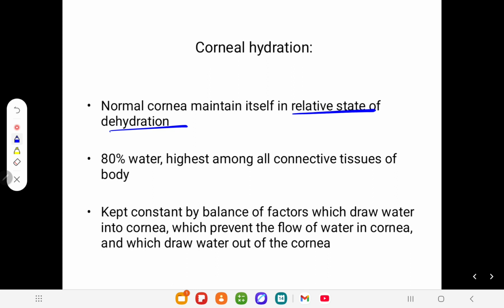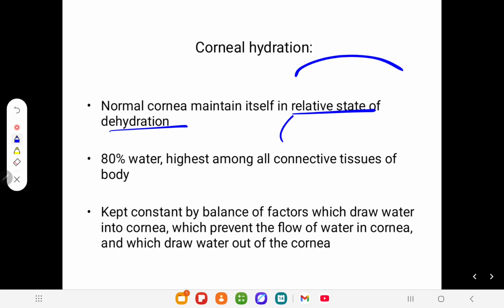It is kept constant by balancing factors. It's not that the cornea does not have the capacity to move above 80, but the cornea maintains hydration at approximately 80. That's the relative state of hydration. It is kept constant by balancing factors which draw water into the cornea, which prevent the flow of water into the cornea, or which draw water out of the cornea.